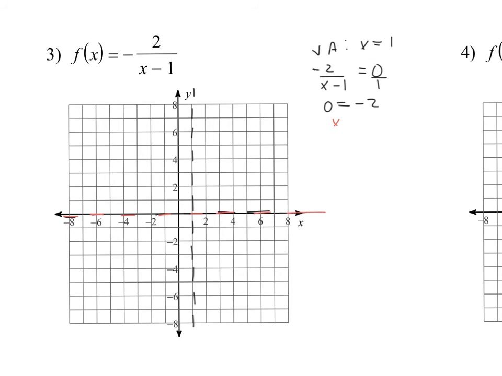So when you're answering that question, x-intercept, none. Horizontal asymptote, y equals 0. Domain. Domain is going to be everything except 1. So you can say all reals, but not 1. It's kind of the fast way to write it. Range is going to be everything except you can't ever get 0 because your horizontal asymptote is at y equals 0.